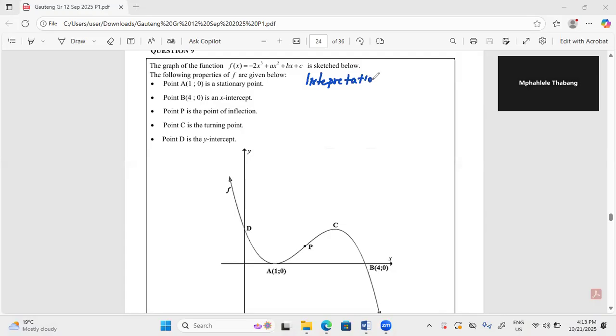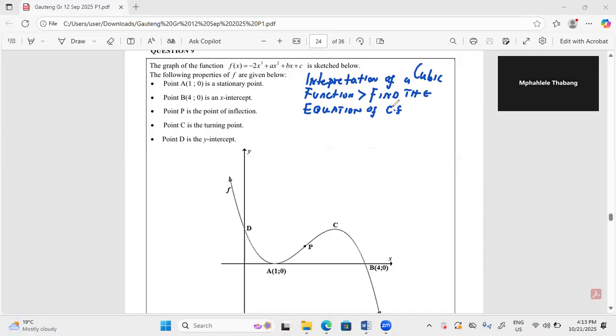Interpretation of a cubic function. When we interpret a cubic function, one of the bigger pictures is to find the equation of a cubic function. When we interpret the cubic function, something very important that we must be able to do is to find the equation of a cubic function.